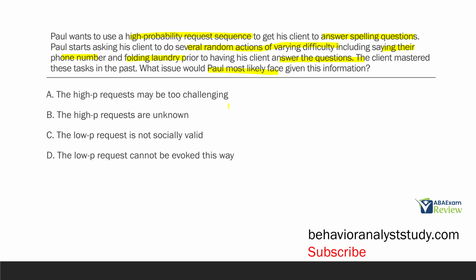B, the high-P requests are unknown. Well, they're not unknown because we know the client mastered the tasks, so that's important information. C, the low-P request is not socially valid. Answering questions does seem like a socially valid behavior to target. And then D, the low-P request cannot be evoked this way. Well, sure it can. There's absolutely a chance, right? So we can't say it can't be evoked this way. There's certainly a chance if you use the right request that you can get questions answered.